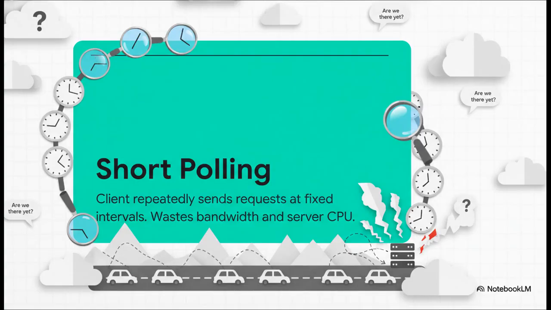First up was short polling. Just imagine a kid in the back of a car asking, "Are we there yet?" every 5 seconds. That's short polling. The client just hammers the server with requests over and over. And the flaw is pretty obvious, right? It's incredibly wasteful. Every poll creates a whole new connection, sending the same headers again and again, and just chewing up server CPU, even when there's absolutely nothing new to report. It's a huge drain on resources.